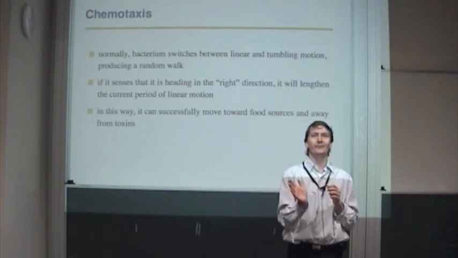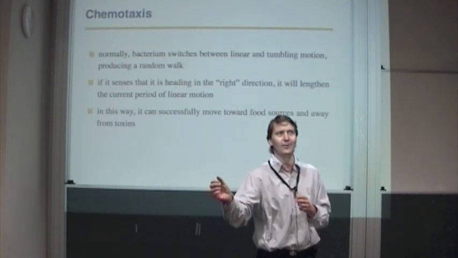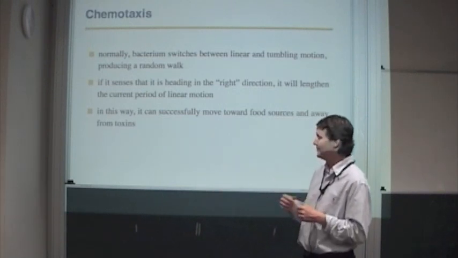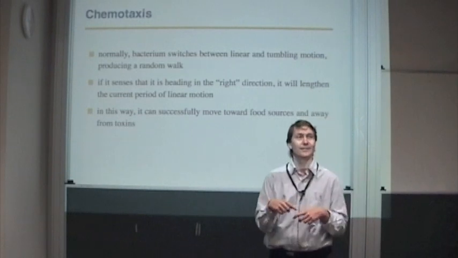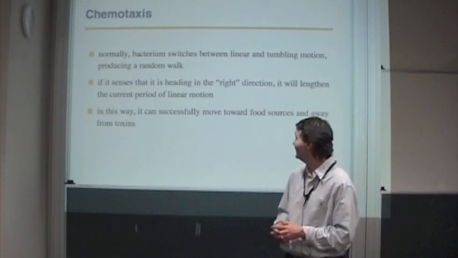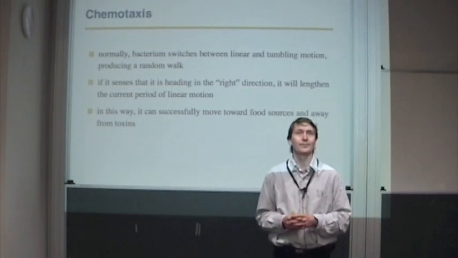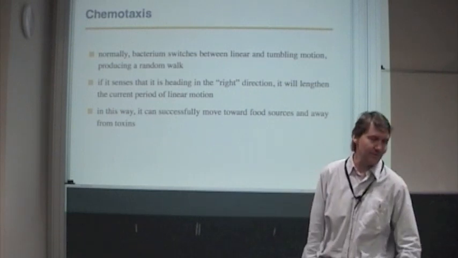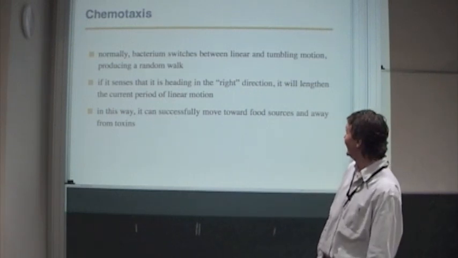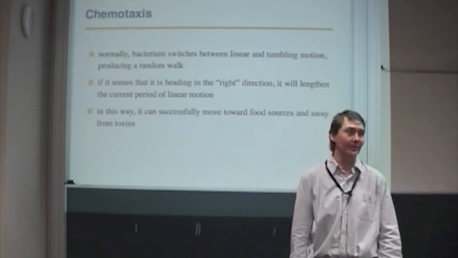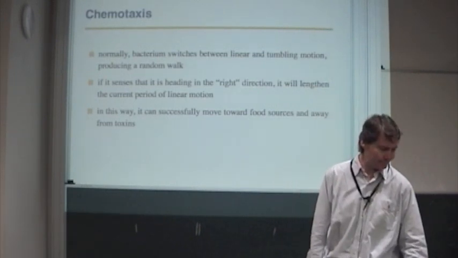And believe it or not, this is enough to get them to the food source. Right? If they're going in the right direction, they keep going a little bit longer. If they're going in the wrong direction, it's shorter. And over several steps, that actually gets them towards the food, and they can use this to move away from toxins as well. Right? So again, it's like very simple reactive behaviors that nevertheless will enable these things to survive in that environment.